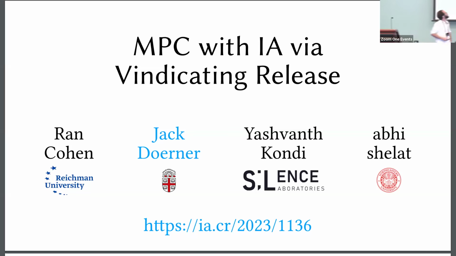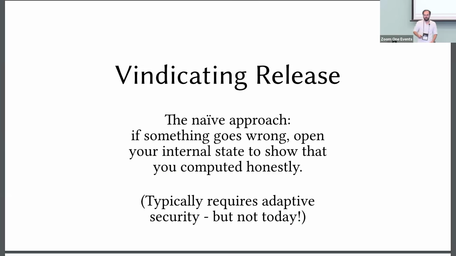We're going to start with the title. So hopefully everybody already knows what MPC with identifiable abort is. I'm not going to explain that, which just leaves vindicating release. Unfortunately, I don't have very much time, so I'm not going to be able to say anything formal about it or even give you a good example. I'll just give you a bit of high-level intuition to start with.